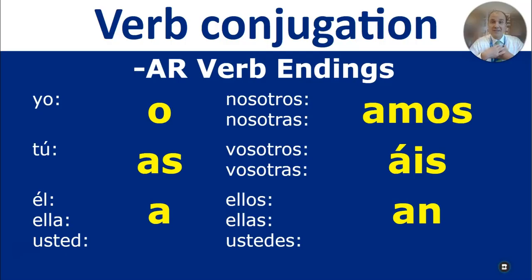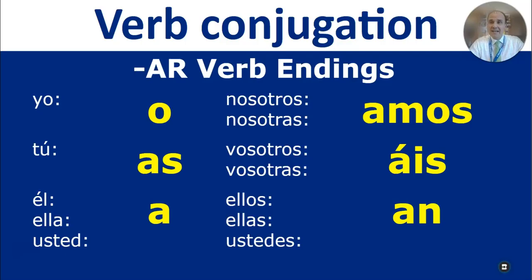So let's say that you're trying to say I speak, you'd have to go HABL, we got rid of the AR, you would add the O, and the O would communicate I speak. Well, the tú form is AS. So AS would be you speak. So hablas means you speak, you do speak, or you are speaking. Let's say the subject is él, ella, usted. Well, in that case, we would add an A. So we would say habla. Habla would mean he speaks or she speaks, or also you formal.